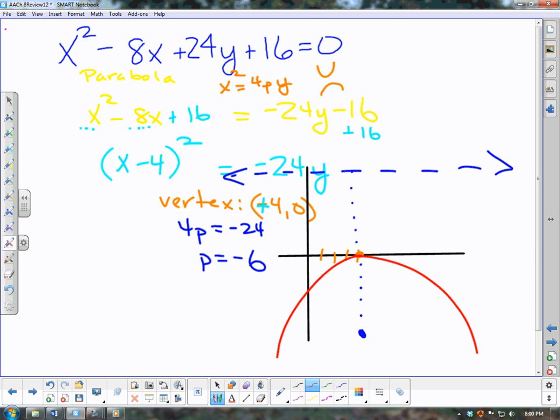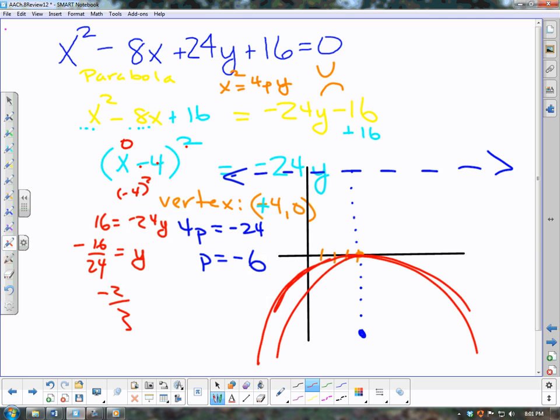Now we can figure out some things. If we substitute a 0 in for x, you would get 0 minus 4, which is a negative 4, and a negative 4 squared is 16 equals a negative 24y. So then y equals a negative 16 over 24. And 16 over 24, 8 goes into those, so it's a negative 2/3. So it should be like there then. That point is 0, negative 2/3, which then makes another coordinate out here that would be 8 comma negative 2/3. And there you have it.